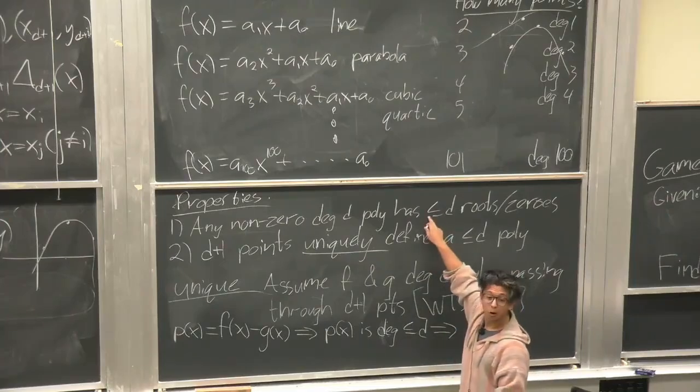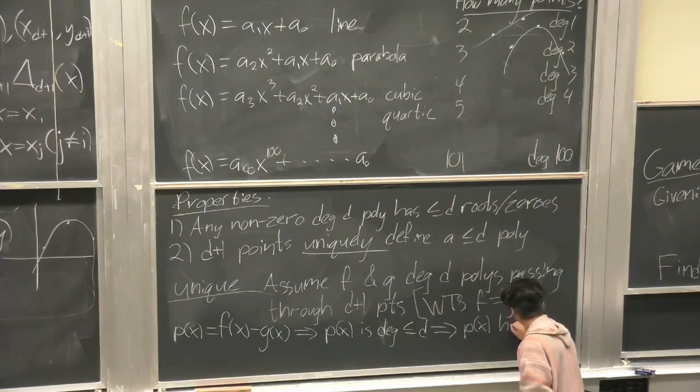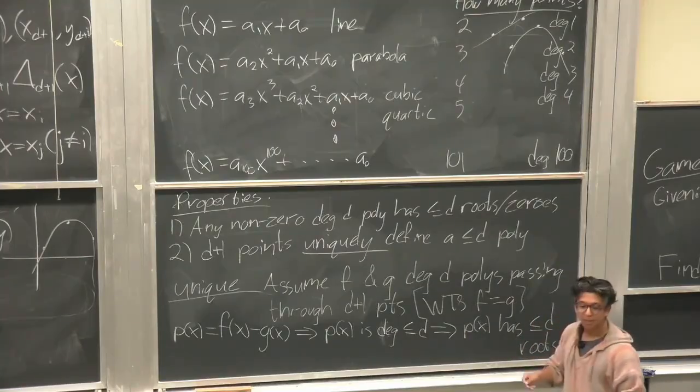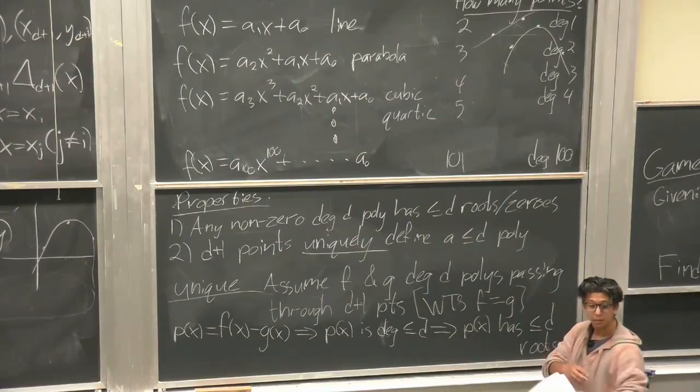By property 1, we know it has at most d roots. This implies P has less than or equal to d roots. That is, less than or equal to d places where it is equal to 0. There's a contradiction here. Anyone see it?